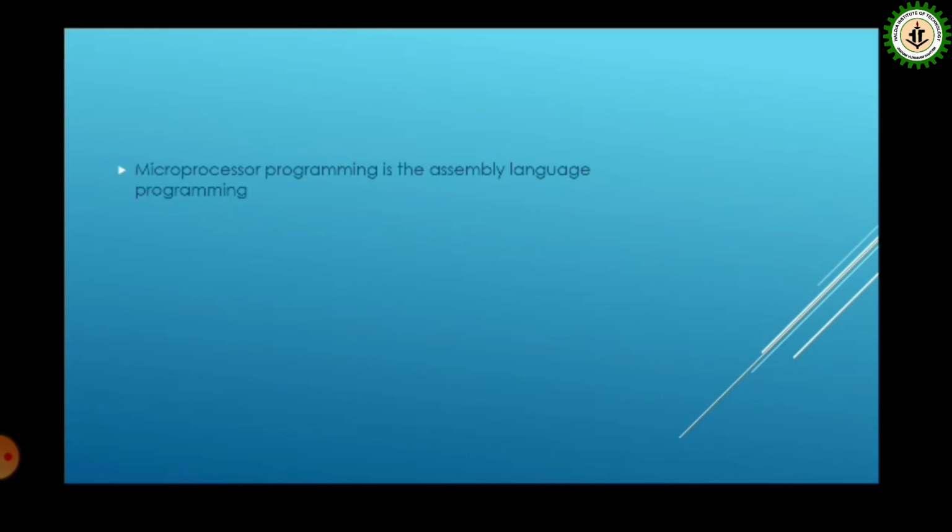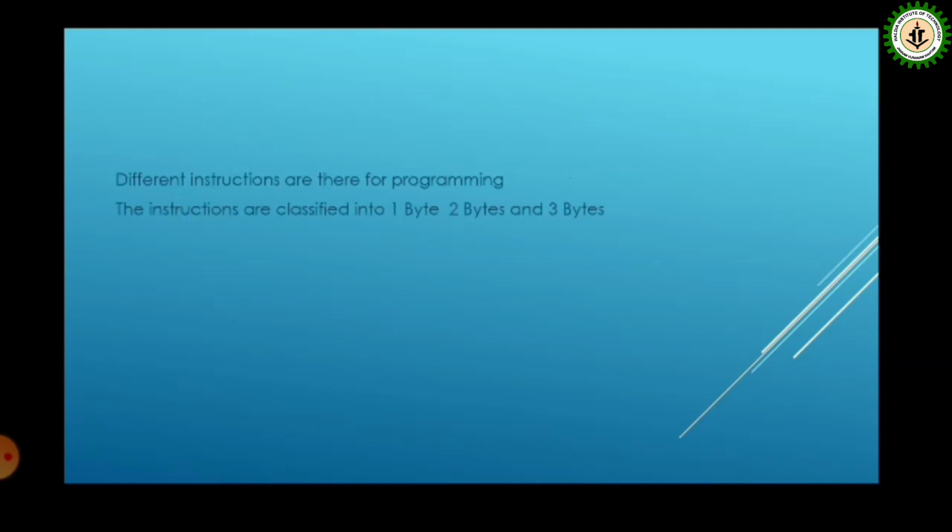So first we will study some very basic instructions which we use in 8085 microprocessor. Different instructions are there for programming. The instructions are classified into 1 byte instruction, 2 bytes instruction, and 3 bytes instructions.